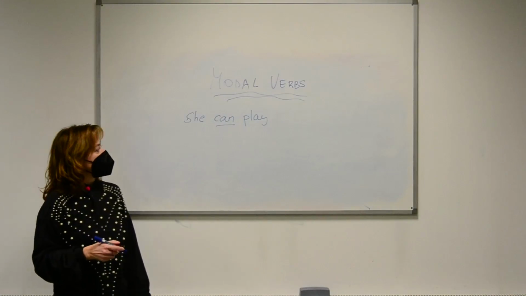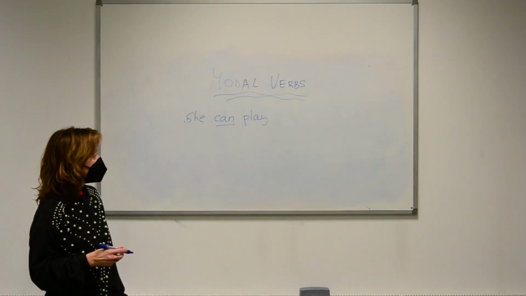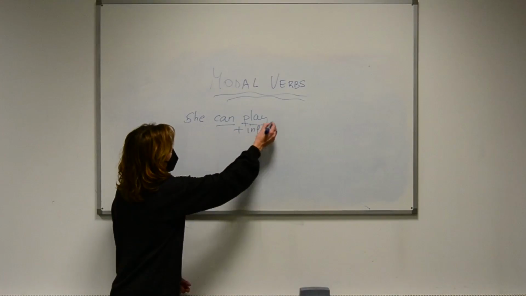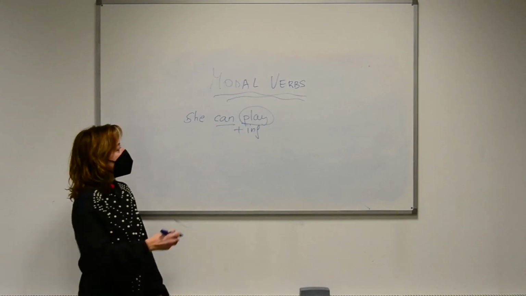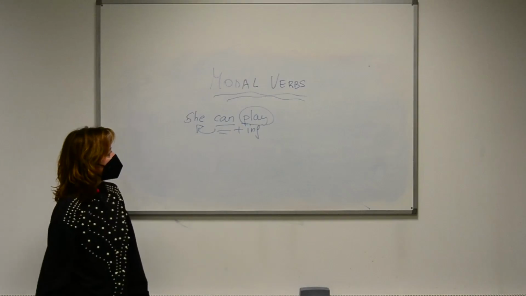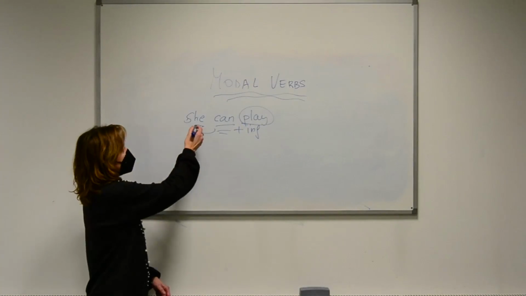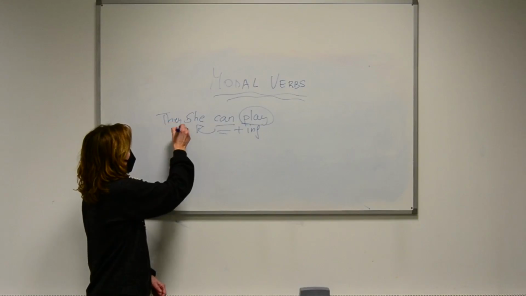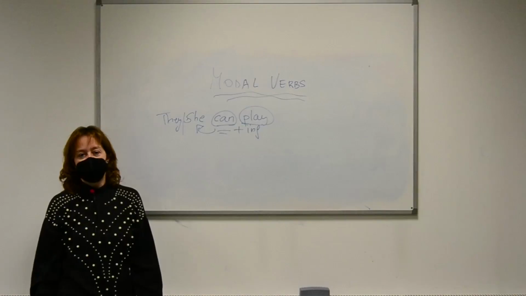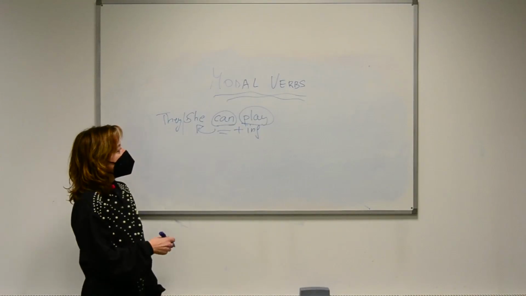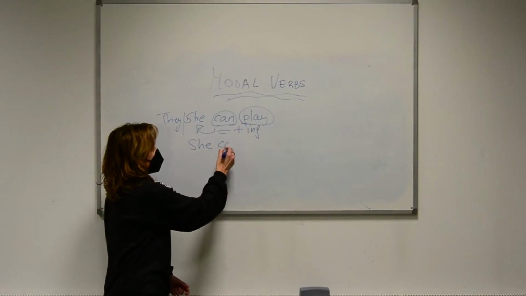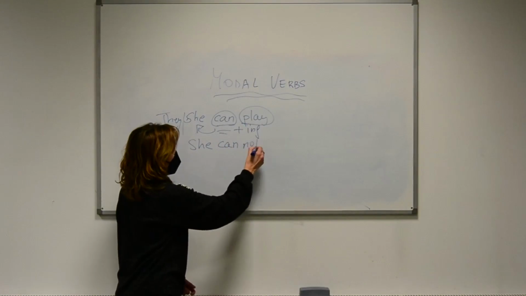The characteristics of modal verbs are the following ones. Modal verbs are always followed by an infinitive, always. Modal verbs don't change according to the subject. For example, if we have here, instead of she, they, the modal verb is the same. It doesn't change. In negative sentences, modal verbs use only a negative word, can, not.